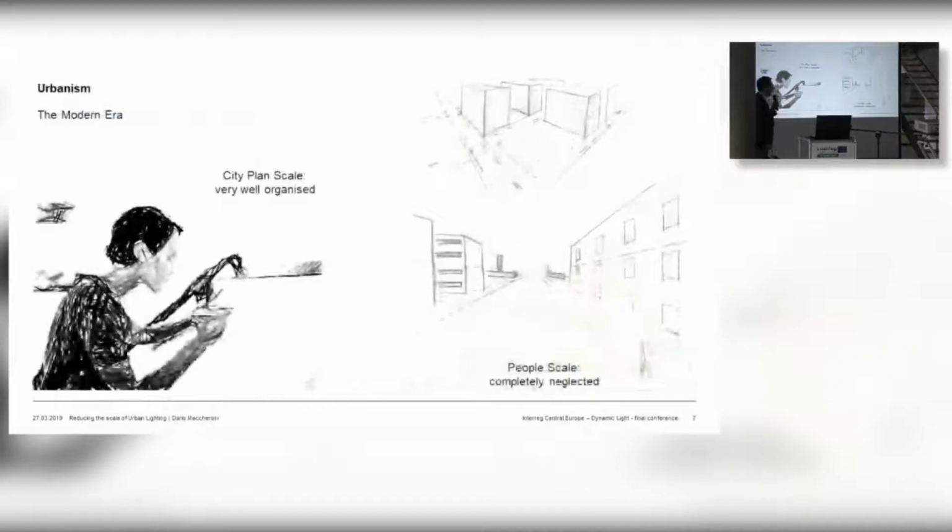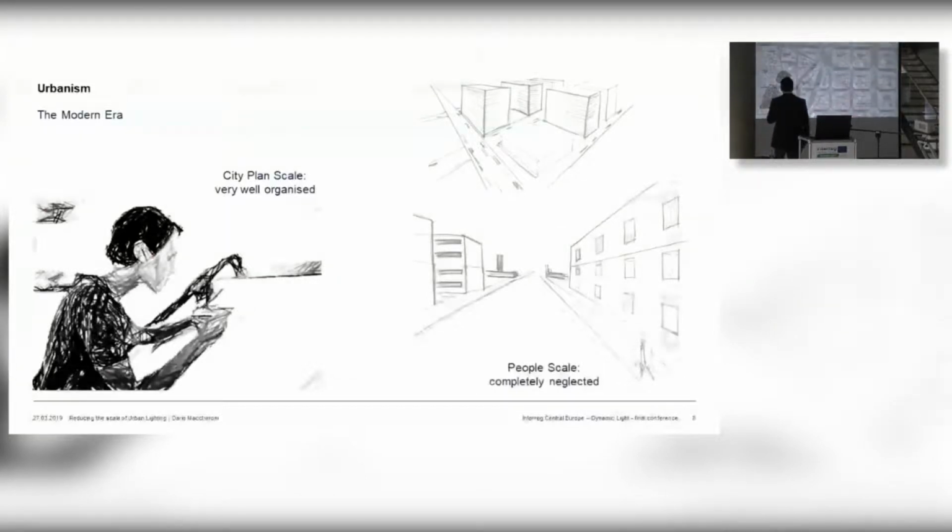So then we had the modern era. We started to plan our cities. We had architects, we had urban planners, and they started to plan cities on paper and from a bird's eye view. Unfortunately, this kind of approach brought them to neglect completely the people scale that we had in the past, and we have seen it in the picture before. And so we had this kind of structure.